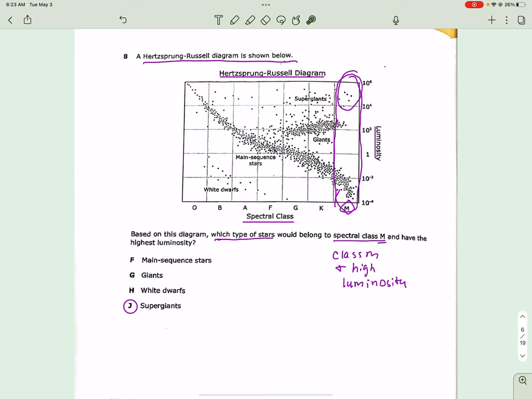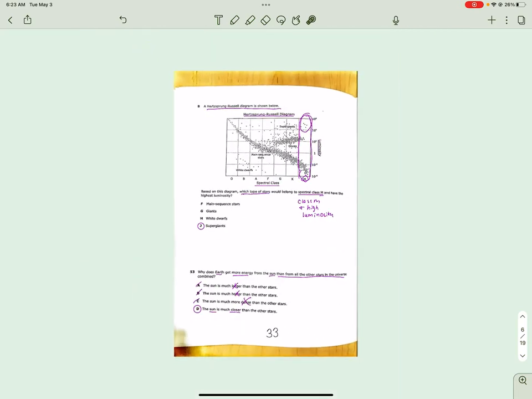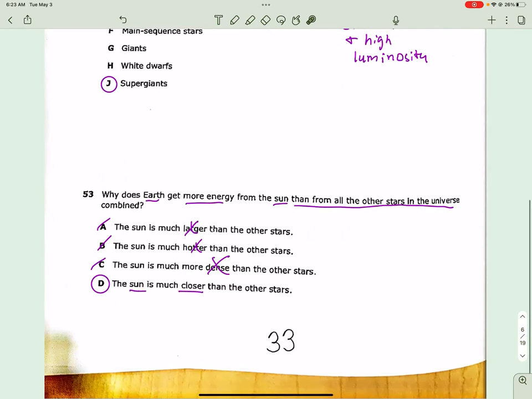Okay, so we end up with the supergiants over here. These are part of the supergiants, so it is going to be letter J. Let's go ahead and go to the bottom.